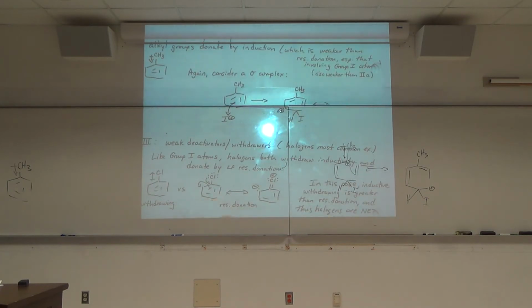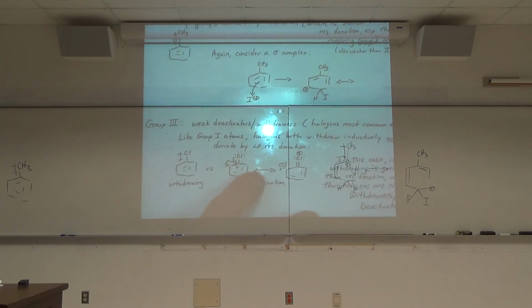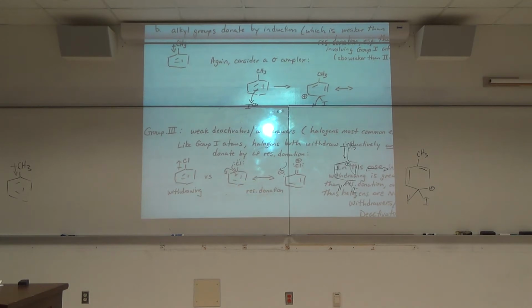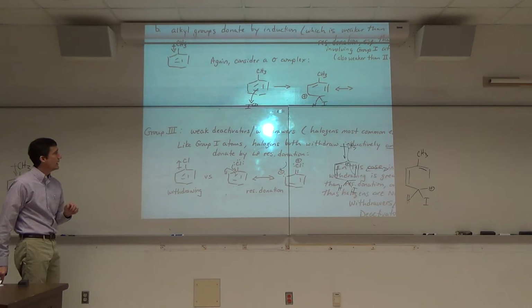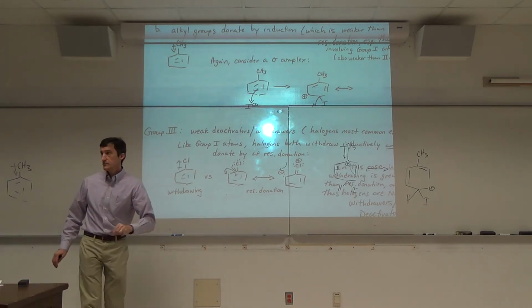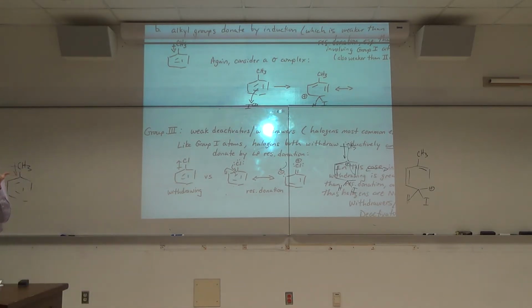Okay, so your alkyl groups are sort of the most common of group 2. Group 3, these are actually withdrawers and deactivators. Halogens are the most common. You remember group 1 we exempted the halogens? Well, they actually fall here. They have a lone pair, but they're halogens.